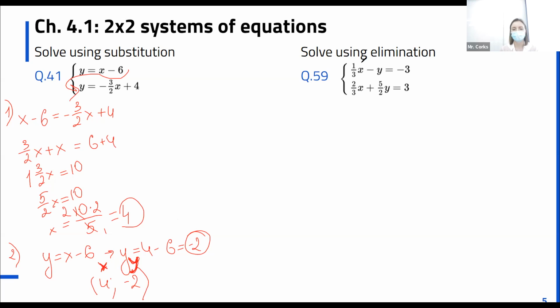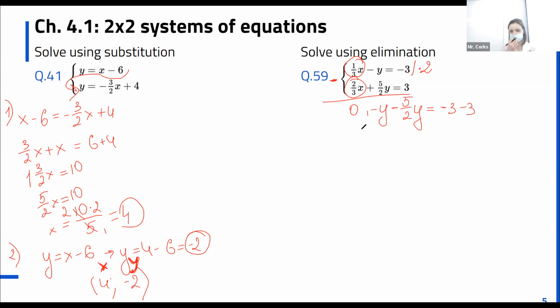For the second task, we can see that we have fractions here and here. We don't like fractions, so we can get rid of them. To get rid of them, we firstly multiply the first equation by 2 to have the same coefficient in front of x. And then we subtract the second equation from the first one. What do we get? Here we have 0. Here we have minus y minus 5 over 2 y equals minus 3 minus 3.